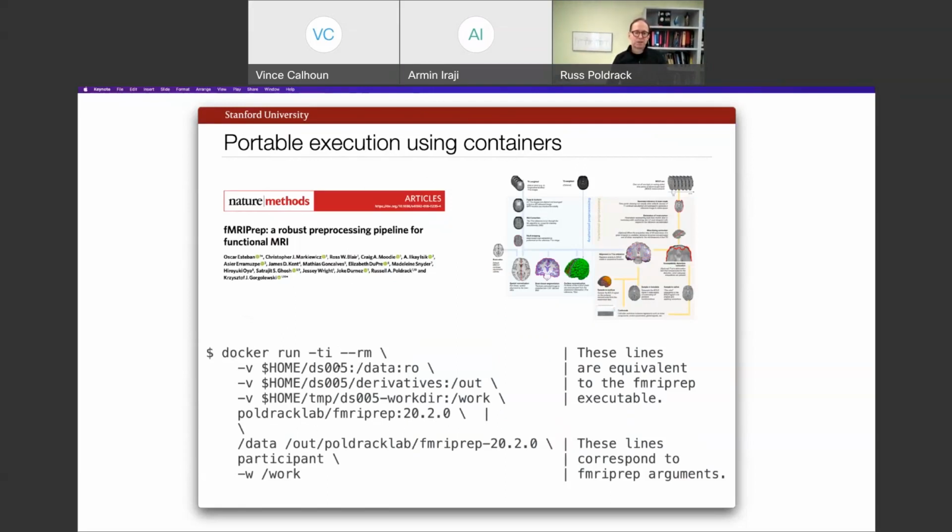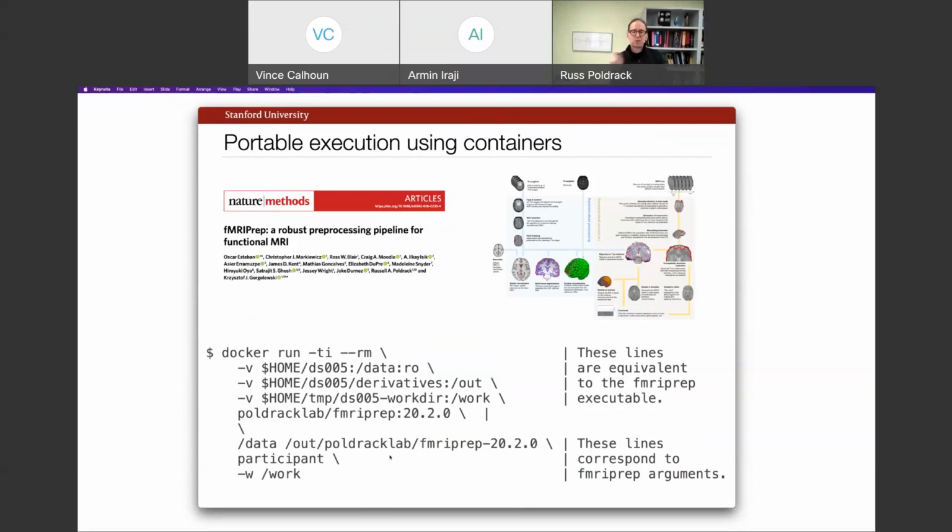And this is basically telling it where to find the data, where to put the outputs, and the version of fMRIPrep to use. It pulls from this Poldrack Lab site on what's called Docker Hub, tells it what to do, and where you're going to put the outputs. So this is a very easy way, without having to install all the dependencies of fMRIPrep. They're all contained in that image that gets pulled down by Docker and run.